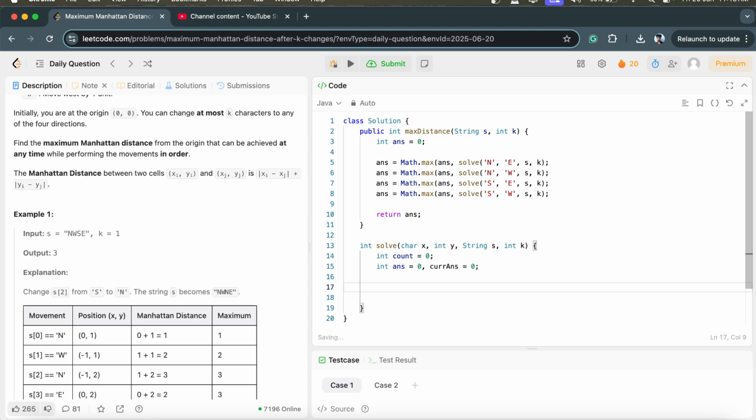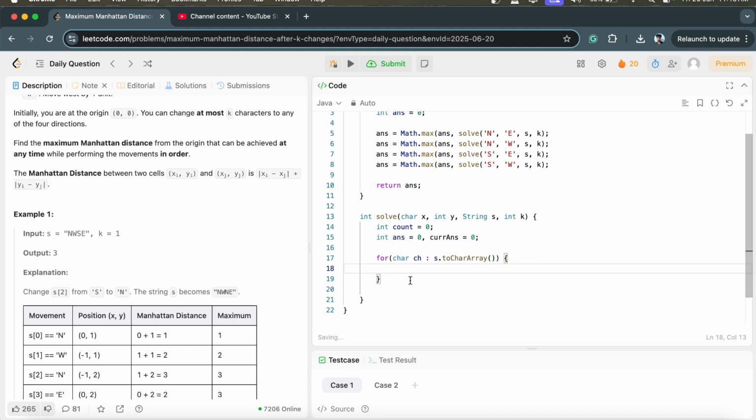So we will go through the string. Let us run a for loop and get the char from this string array, s dot toCharArray. From this we will get the characters. Now the next thing is to see if the character we have equals x or ch equals y. If that is the case, we are moving in the same direction which we tried fixing with those characters. So of course, the current answer that we are considering will get incremented by 1 unit.